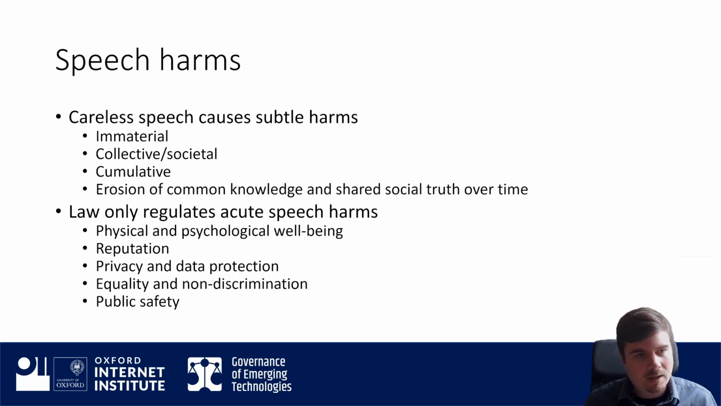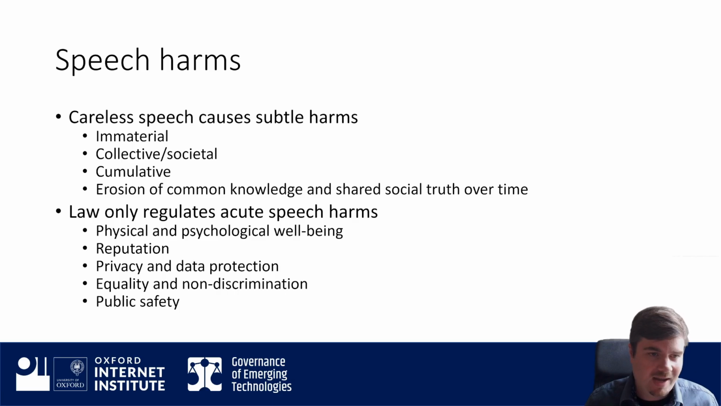There's a number of harms that can come from careless speech. Many of them are immaterial, they're collective, they're societal. Essentially, careless speech causes harms that have a very long tail. They can be very hard to notice. They would be cumulative. It can be about basic things like just eroding common knowledge or shared social truth over time. And that makes it really hard to actually regulate careless speech or to regulate truth and language models, because the law as it currently exists only regulates what you could call acute speech harms, or short or severe speech harms. So these would be harms that speech causes to physical or psychological well-being, reputation, so things like libel and defamation law.